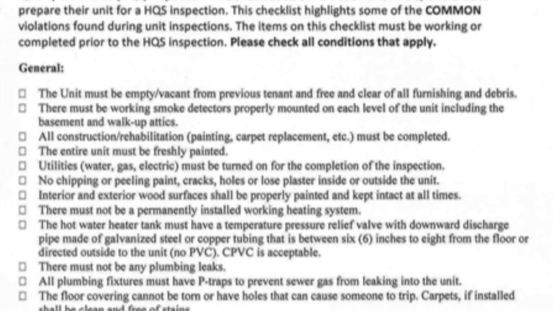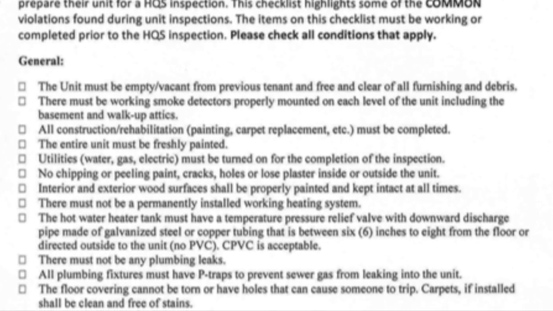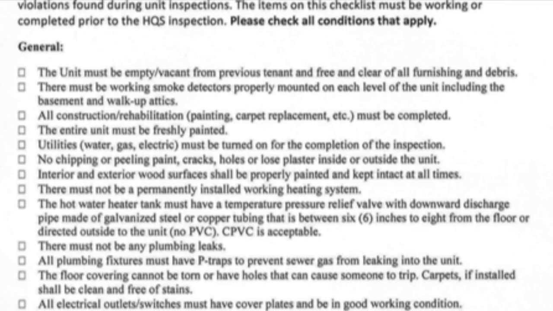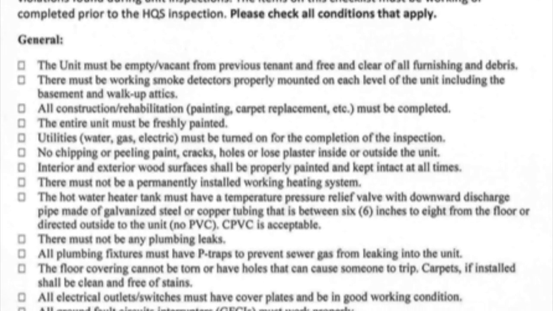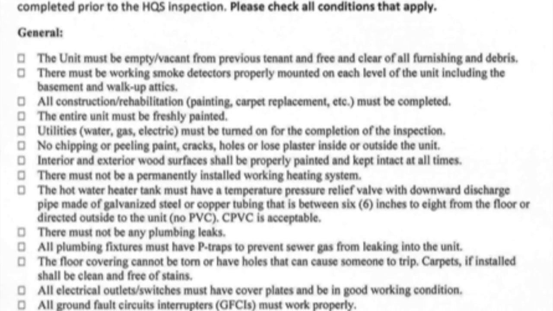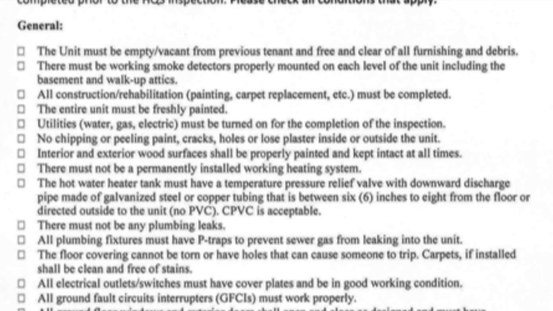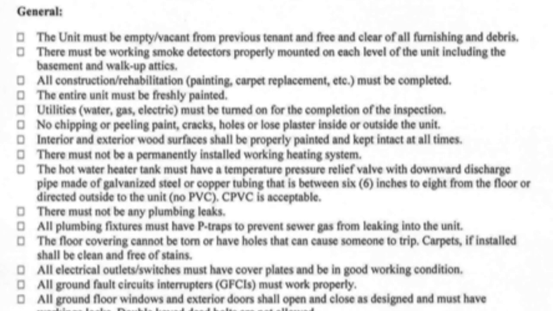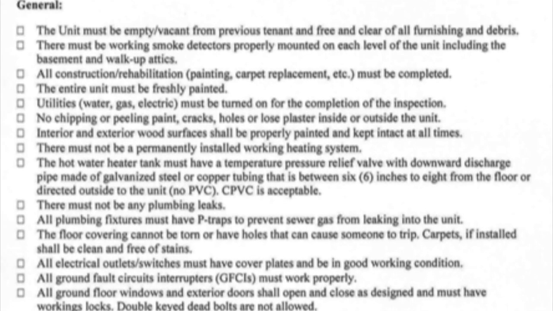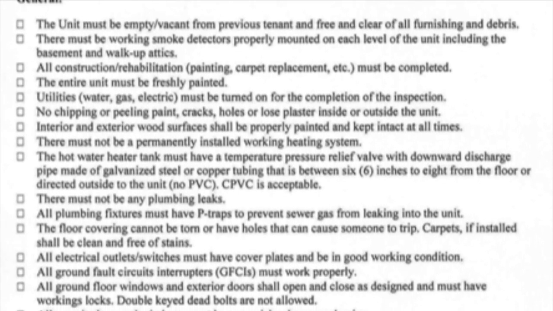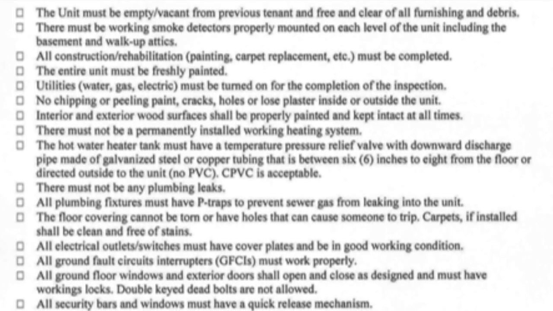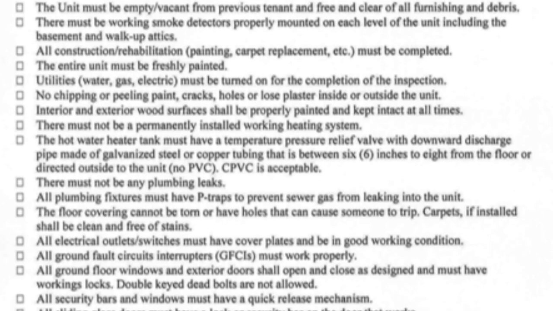There must not be any plumbing leaks. All plumbing fixtures must have P-traps to prevent sewer gas from leaking into the unit. The floor covering cannot be torn or have holes that can cause someone to trip. Carpets, if installed, shall be clean and free of stains. All electrical outlets and switches must have cover plates and be in good working condition. All ground fault circuit interrupters, GFCIs, must work properly.